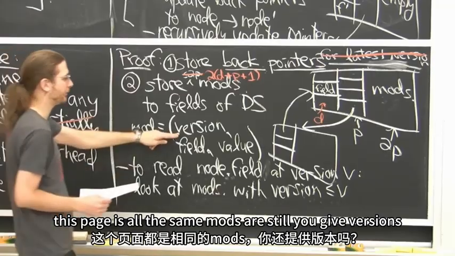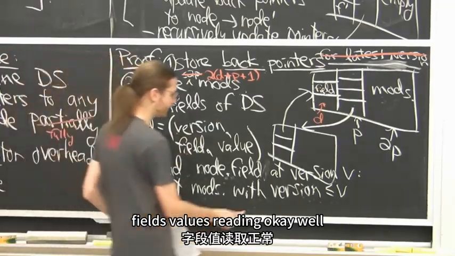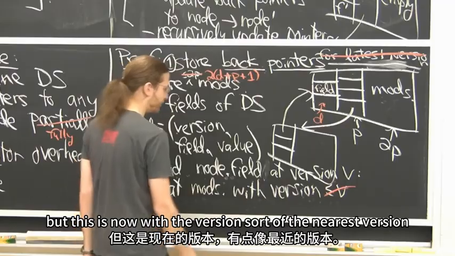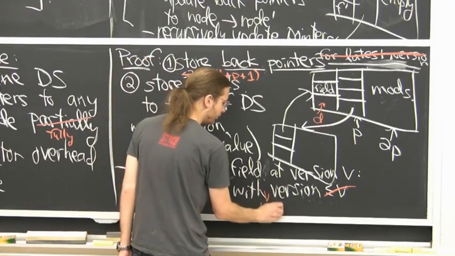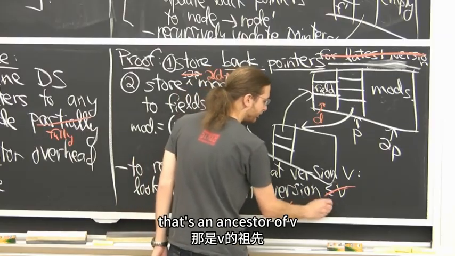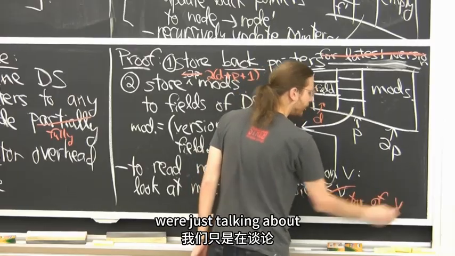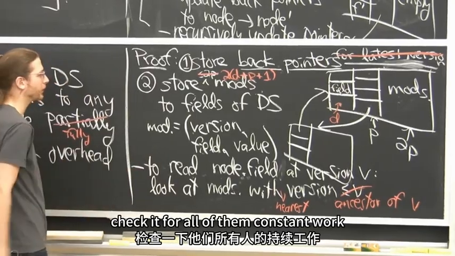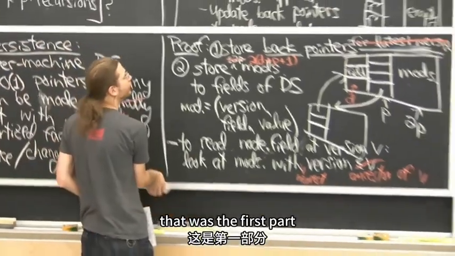Mods are still, you give versions, fields, values, reading. Okay, well, this is no longer less than or equal to v, but this is now with the version, sort of the nearest version that's an ancestor of v. That's what we were just talking about. So that can be done in constant time. Check it for all of them, constant work. Okay, that was the first part.